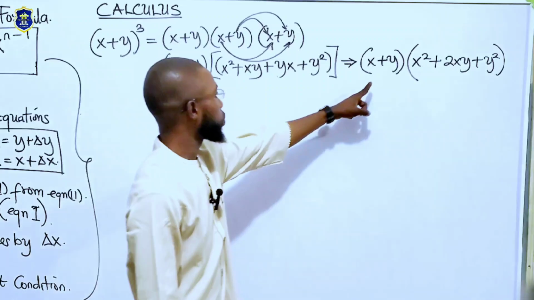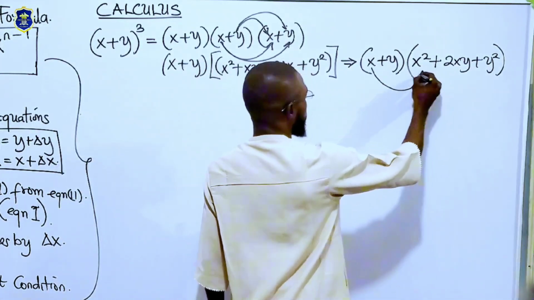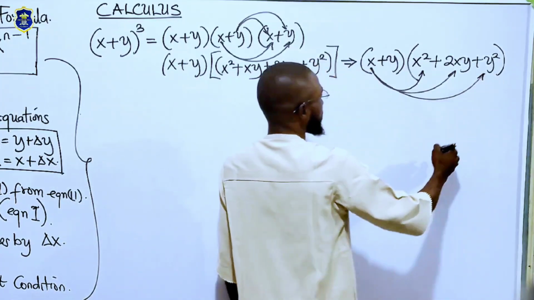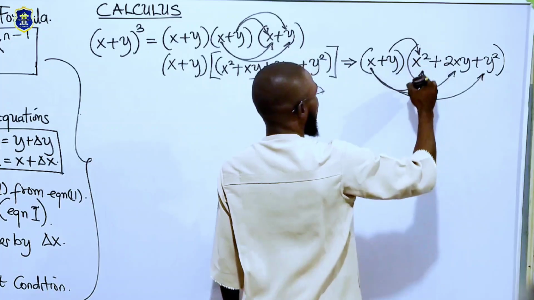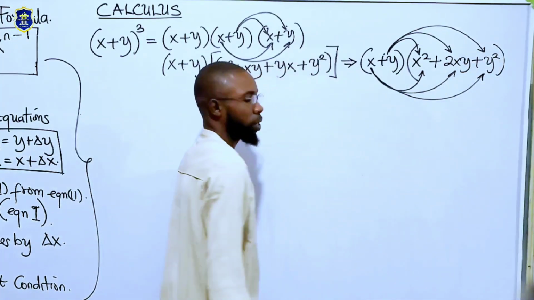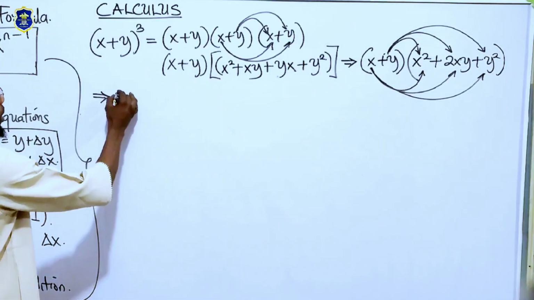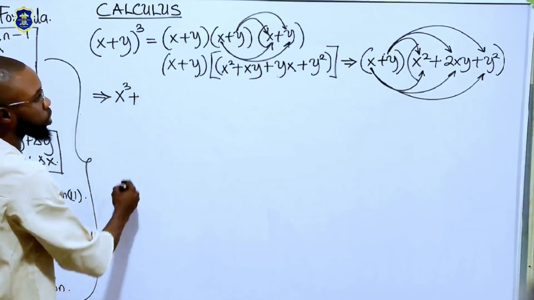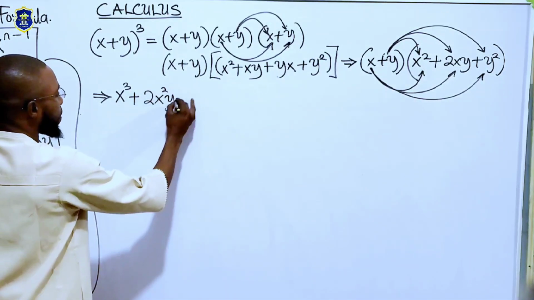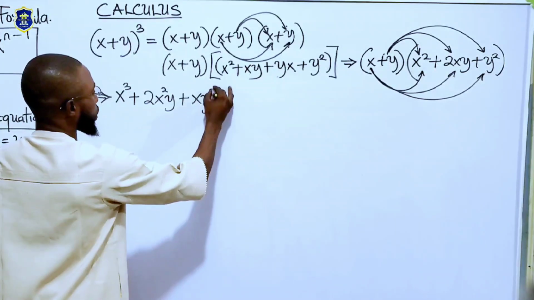And then we start using this to expand the bracket. So by doing that, x will multiply x squared, x will multiply 2xy, and x will multiply y squared. The same thing, y will multiply x squared, y will multiply 2xy, and y will multiply y squared. So let's get on to that. By doing that, our answer becomes x times x squared, we have x cubed, plus x times 2xy, we have 2x squared y, plus x times y squared, we have xy squared.